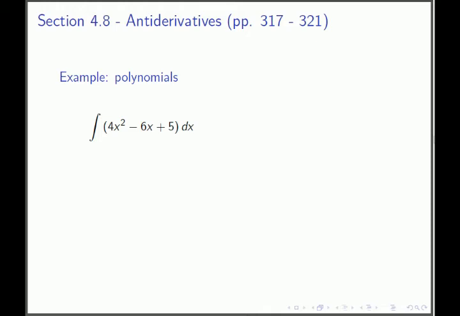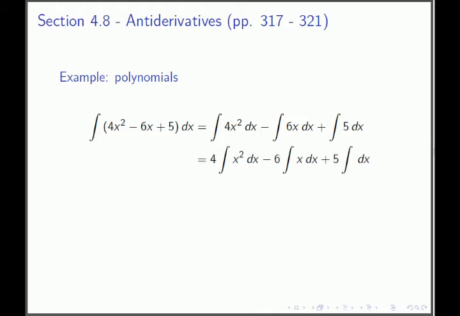The sum rule allows us to rewrite this as a sum of 3 separate integrals, and then the constant multiple rule allows us to pull those coefficients out front of each individual integral. And by the way, when I write integral of dx, I mean integral of 1 times dx. It's just the constant function 1 there.